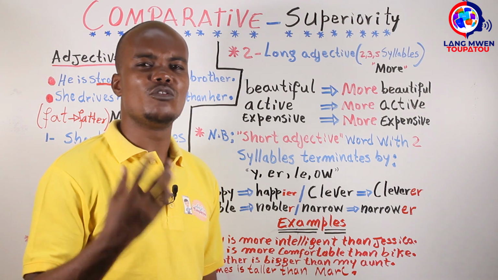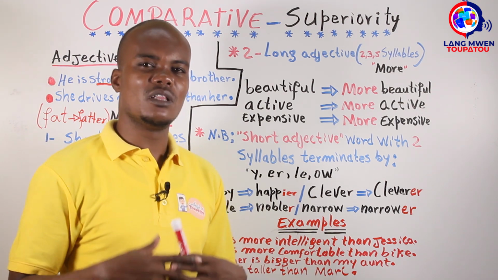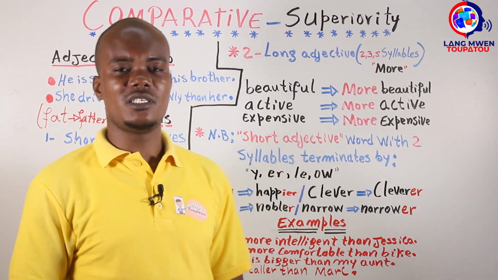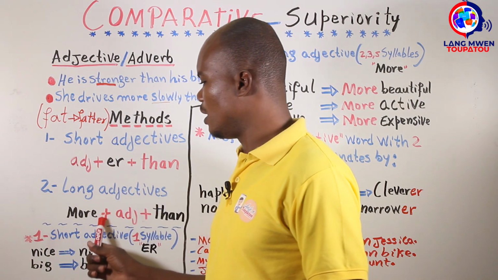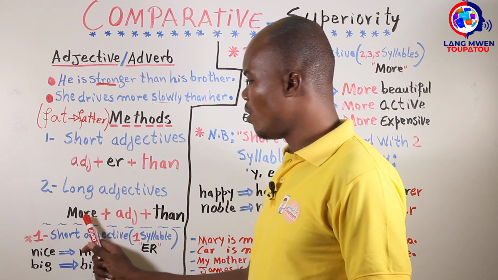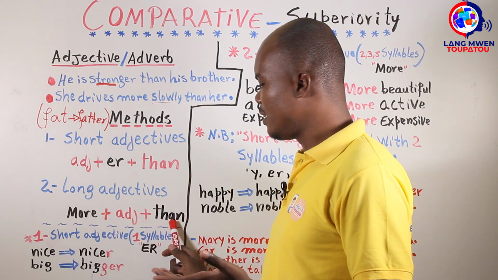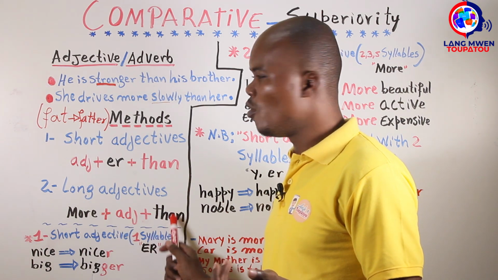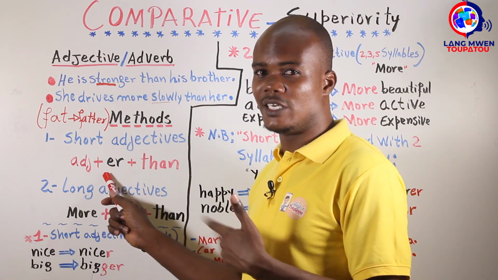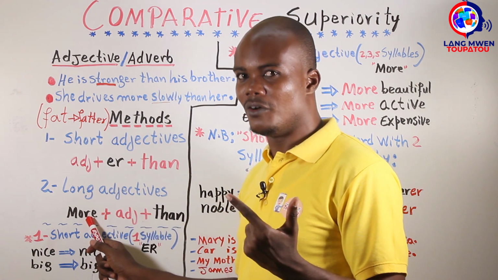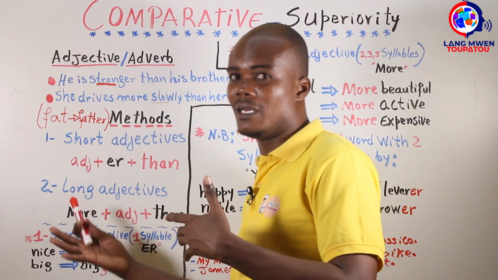When an adjective is a long adjective, you add more. That means you apply this formula. You put more, you add more before the adjective, and then you add than after. You don't add ER like a short adjective, you just add more in front. More, and so on.